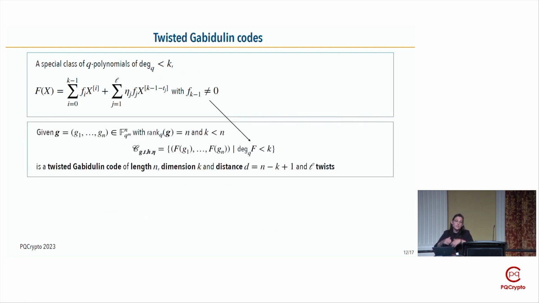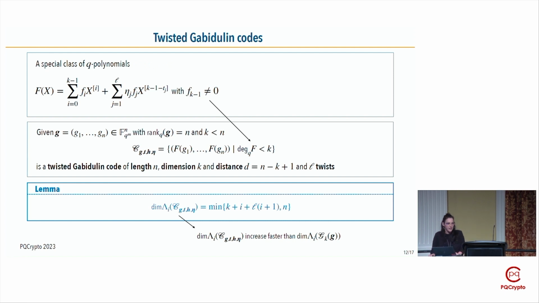We can generalize this construction to a general number of twists, and twisted Gabidulin codes are the evaluations of such twisted Q polynomials of bounded degree. And what happens if we apply the Q-sum operator to such codes? We lose the structure of twisted Gabidulin codes, so we have neither twisted Gabidulin codes nor Gabidulin codes, but we have codes whose dimension is equal to this quantity here. We observe that this dimension increases faster than the dimension of the Q-sum operator applied to classical Gabidulin codes, and it depends on the parameter L, which is the number of twists.